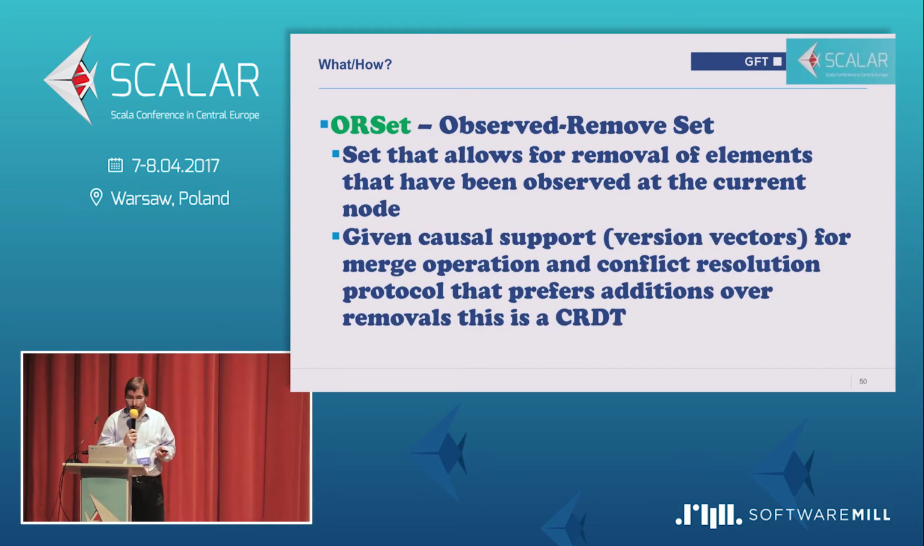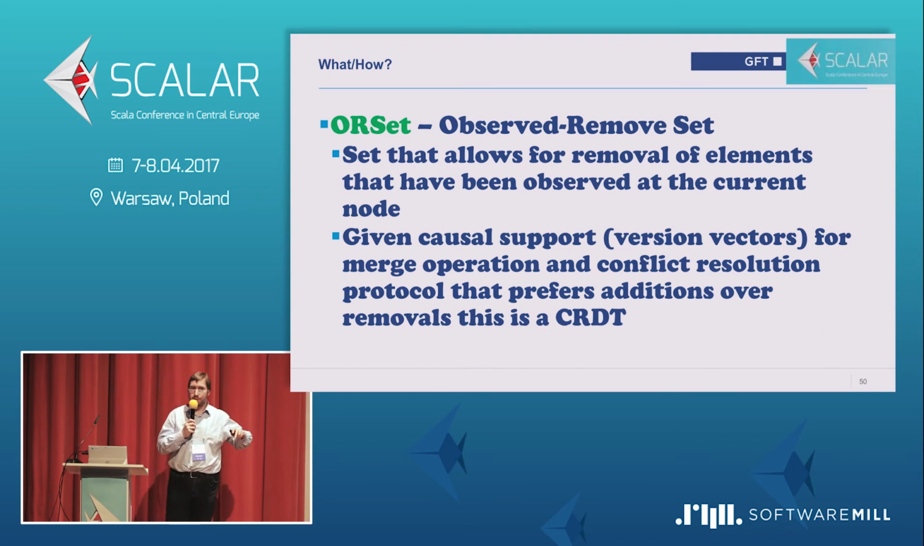Okay, another clever object, which I will not get into details, is the observed removed set, or OR set. So this is a set which allows for removal of elements that have been observed at the current node. This is similar to PN counter. You can only remove what you've added at the node or which you got informed about that the update has happened. So the other node needs to ship that. It's a global cluster property. Okay, so you cannot remove arbitrary elements.